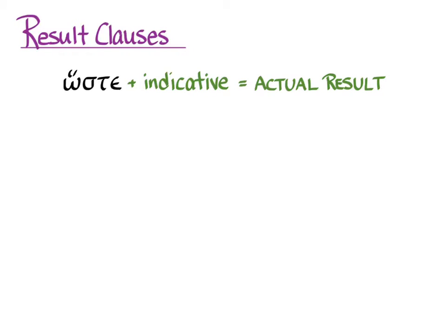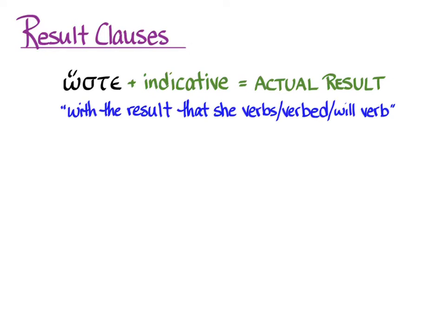Both varieties use the conjunction hosta to introduce the clause. With the indicative, what we'll get is something called an actual result clause that will tell you what actually happens or happened after the main clause, resulting from the main clause. And so the default translation will be "with the result that she verbs," or "with the result that she verbed," or "with the result that she will verb," because this is something that the speaker or the writer is really confident happened or happened as a result of the main clause. The negative when you need it is ou.